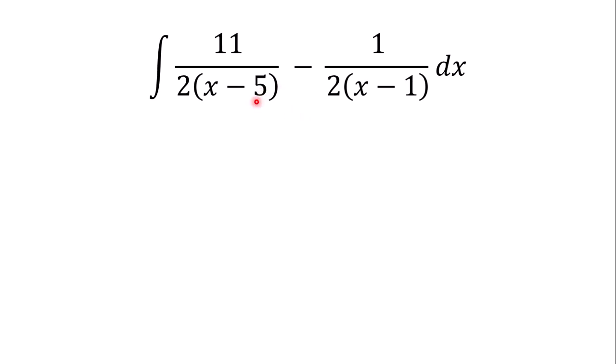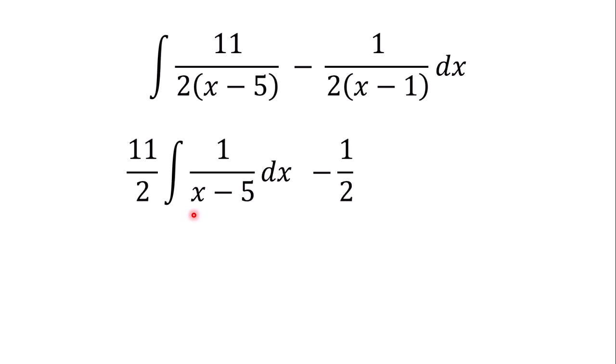So here I'm just going to split it. Now you see, splitting it up, when you compare this one to this one, you can see that this one is very, very simple to solve as compared to this one. You can still factor out the 1 over 2 and be able to integrate this one. When you do, you get the same answer as we are going to get for this one.